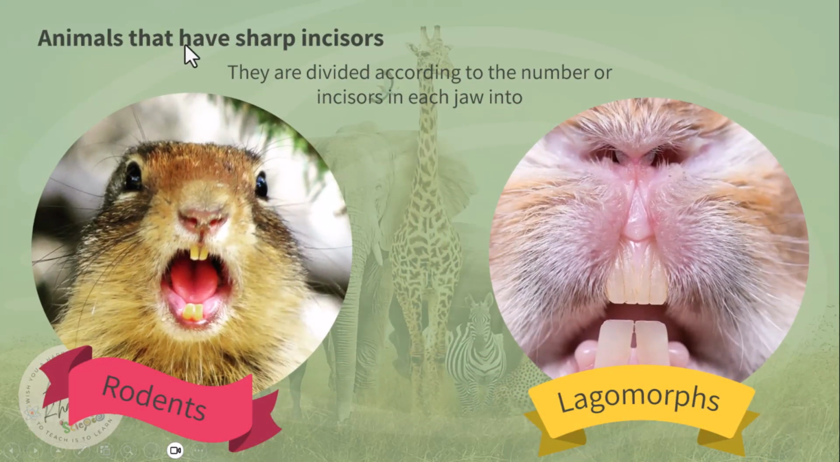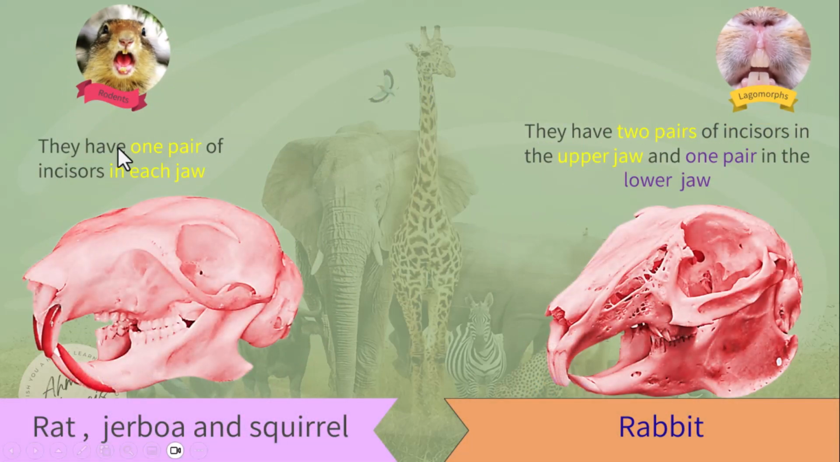And animals that have sharp incisors, those front teeth, and they're divided according to the number of incisors in each jaw, into rodents and lagomorphs. Rodents have one pair of incisors in each jaw. So the upper jaw and the lower jaw have only one pair, like the rat, jerboa, and squirrel. The lagomorphs have two pairs in the upper jaw and one pair in the lower jaw, like the rabbit.